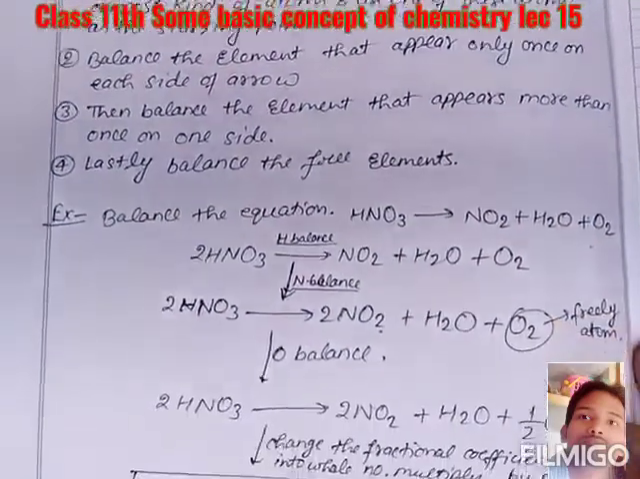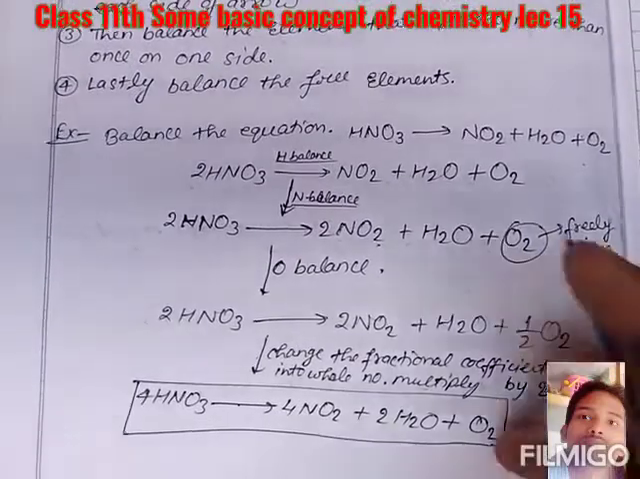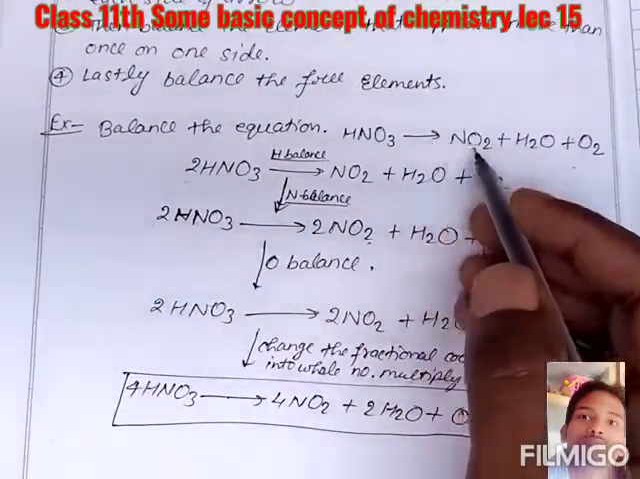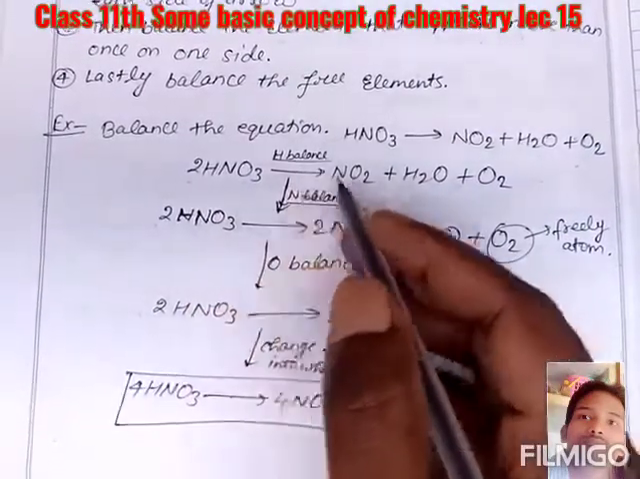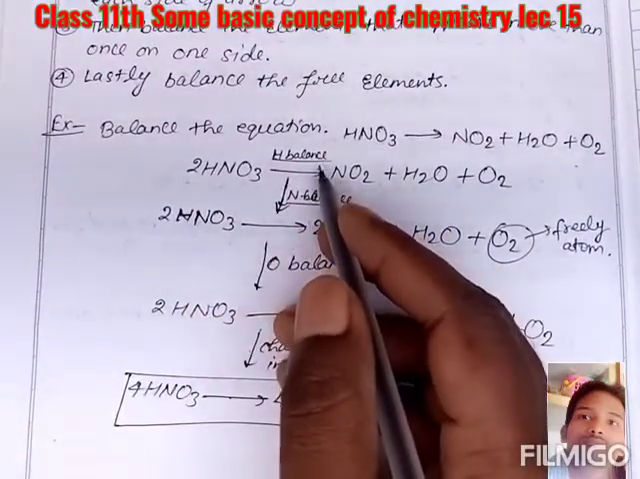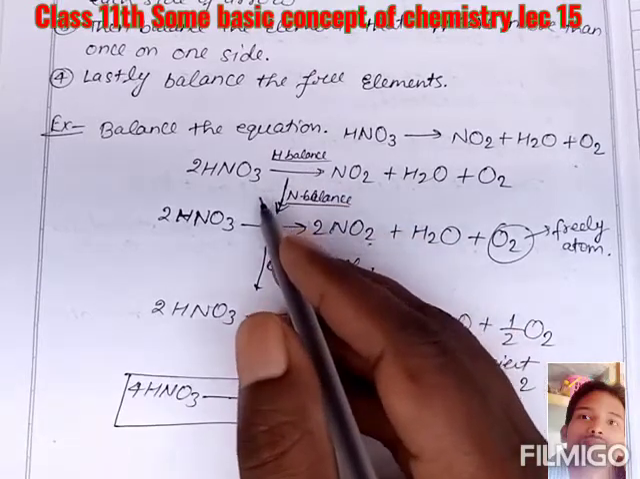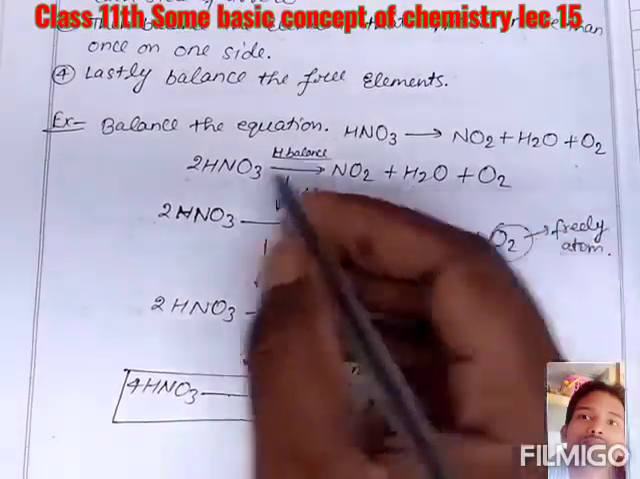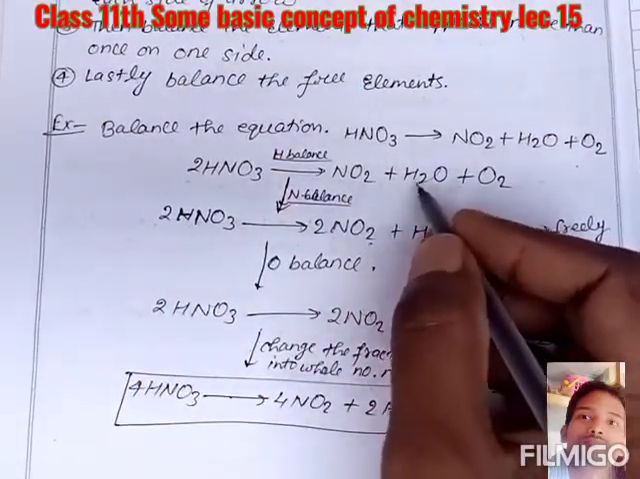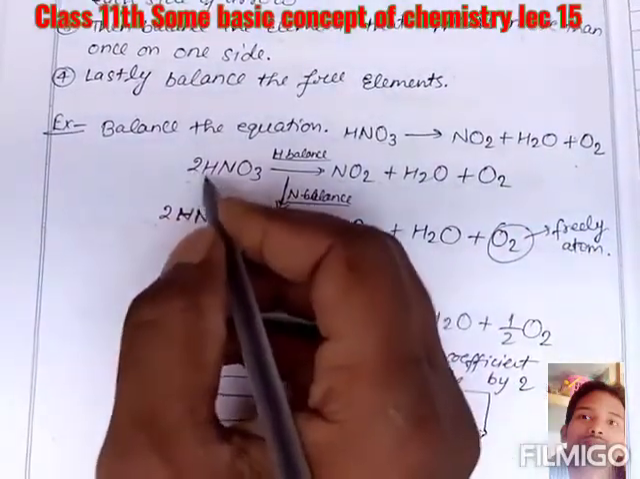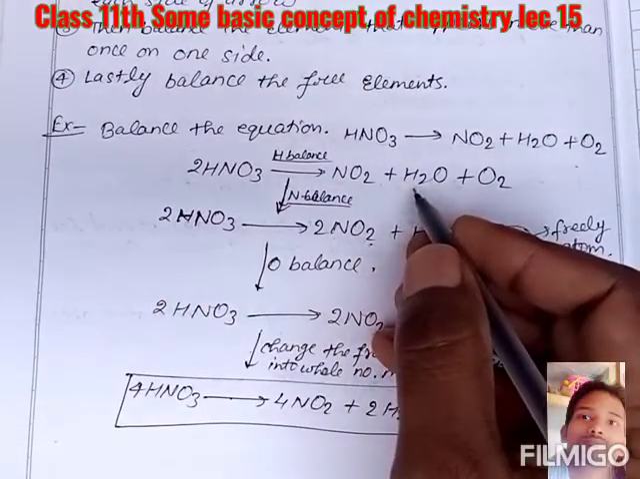Okay, so now we are applying the hit and trial method to balance the equation: HNO3 gives NO2 plus H2O plus O2. First of all, we balance the hydrogen. Here hydrogen is 1 and in H2O there are 2 hydrogens. If you multiply HNO3 by 2, then the hydrogen will become balanced.